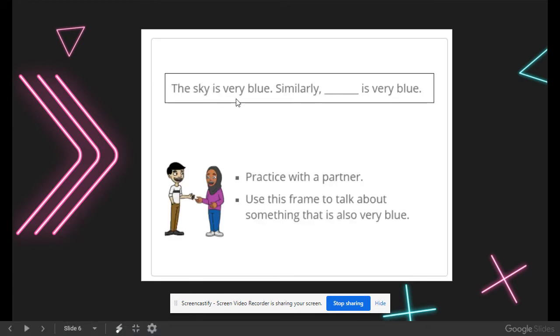Let's practice that. The sky is very blue. Similarly, blank is very blue. Look at your answer choices. Which one would make the most sense to go into that blank if we're showing that similar relationship?